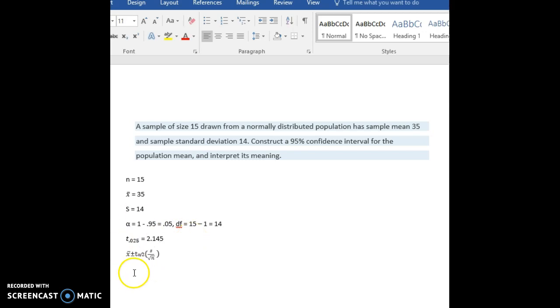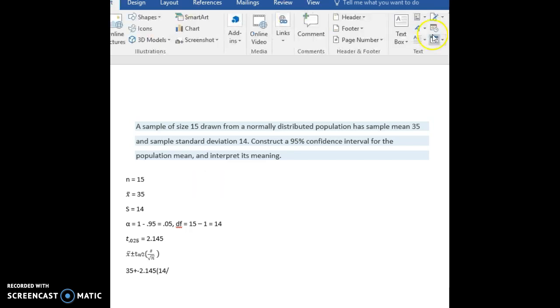All right, so now let's fill into our formula and get our confidence interval. Our mean is 35 plus and minus our t of alpha over 2, which is 2.145, times our standard deviation, 14, divided by the square root of our sample size, 15.